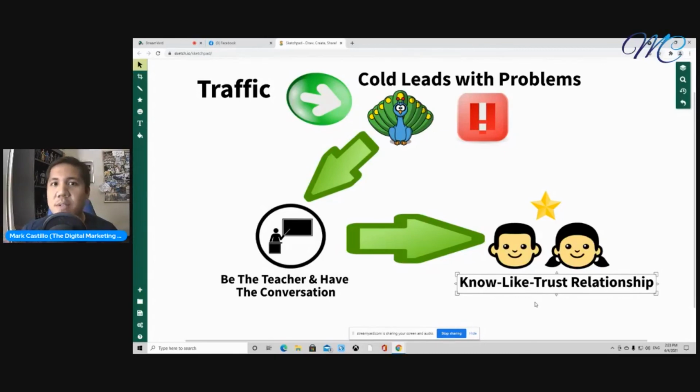And I want to share this process with you so that you can better understand how to work those leads on your list. Because email marketing is not just about building a list and sending pitchy, spammy emails. It's about working those leads on your list, building that know, like, and trust relationship with those leads so that you can better your chances of getting conversions and sales from your list.